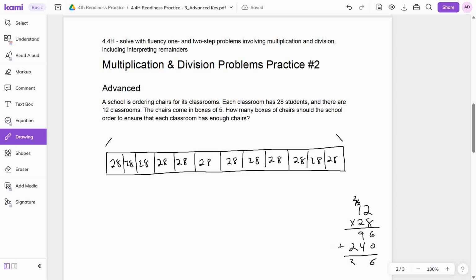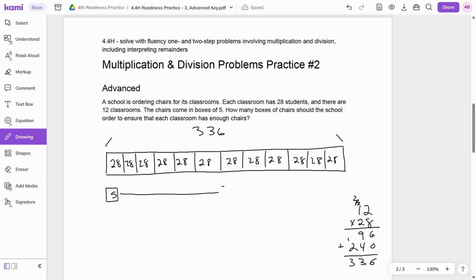All right, so that's 336. I've got 336 kids, and they come in boxes of 5. How many boxes should the school order? That's a good question. So here's how I would represent that.